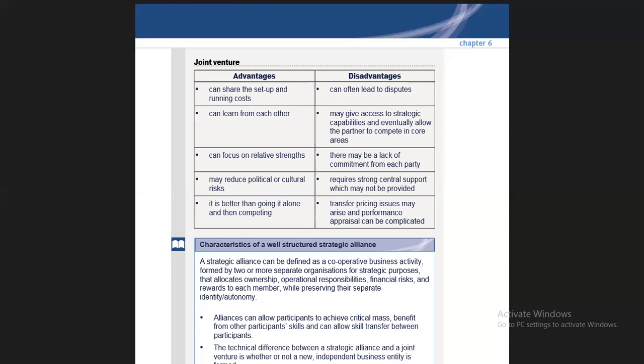Requires strong central support, which may not be provided. Yes, the central support is not provided because that person is not the decision maker, so you will lack that ability. Transfer pricing issues may arise and performance appraisal can be complicated. Yes, because there are two parties involved, transfer pricing will sometimes be an issue, and sometimes appraisal is a very difficult thing to do, because we are not the best judges of our own performances.